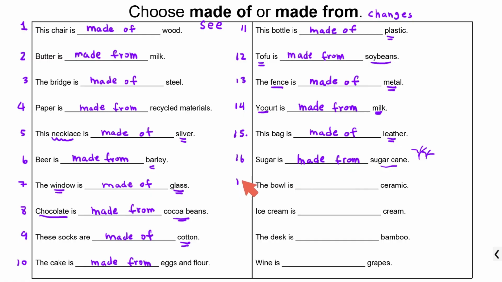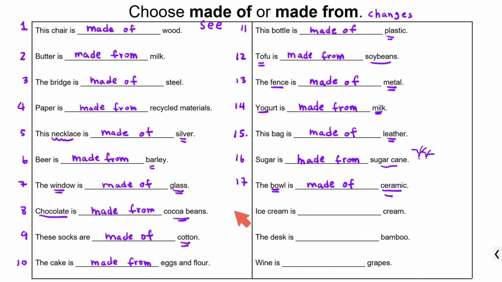All right, number 17 now. It says the bowl is blank space ceramic. So once you can feel and you can see the material, so here ceramic and bowl, you can see it, so we can choose made of for this one.